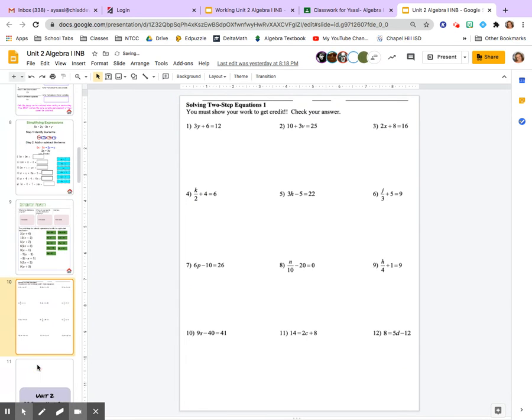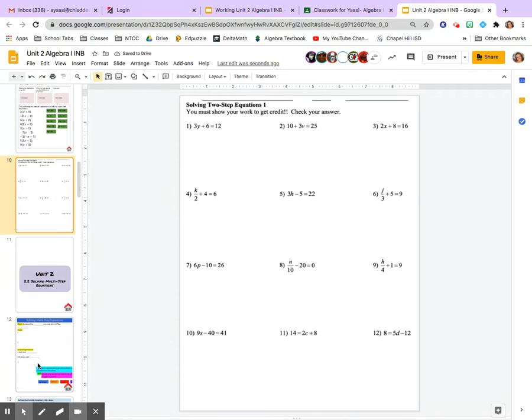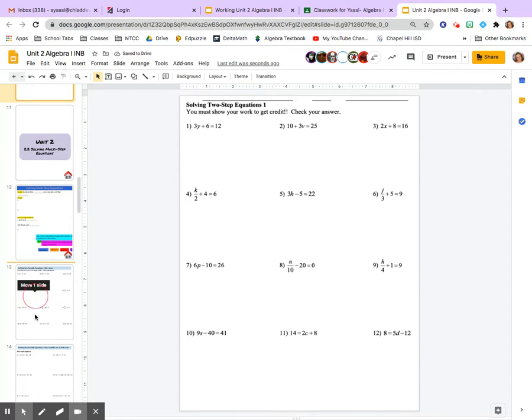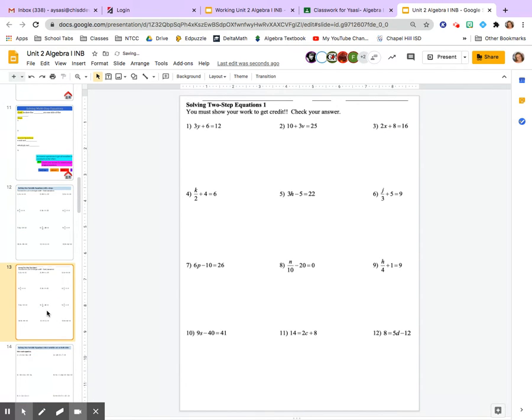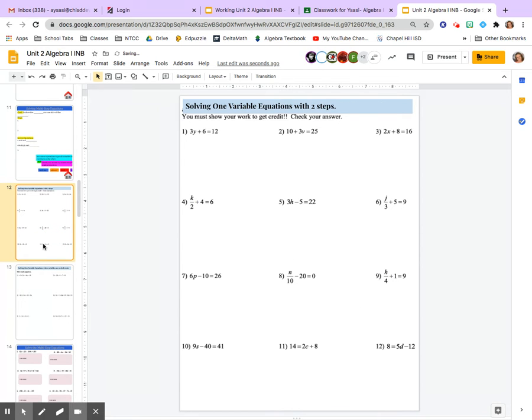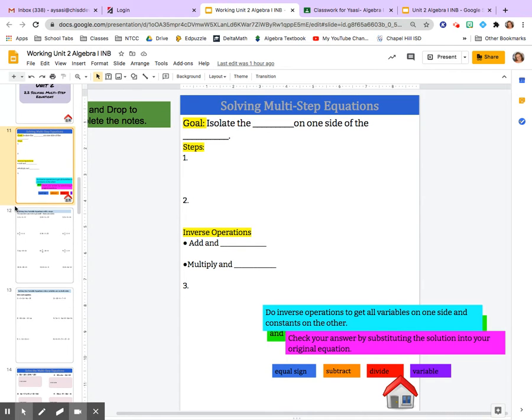Okay, I need to move mine around a little bit. What is this? I think I have that somewhere else, so I'm going to delete that one. Okay, so slide 12. Do y'all see slide 12? Okay, click on it, and then Control-C, and then go over to yours, and Control-V right after slide 11.